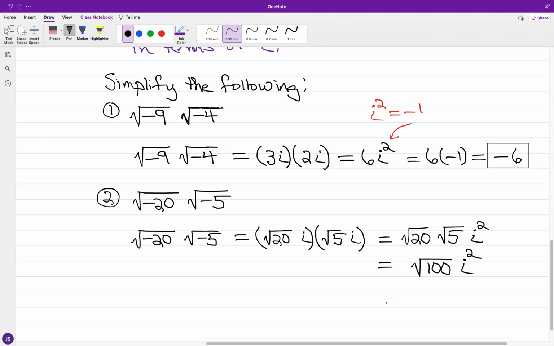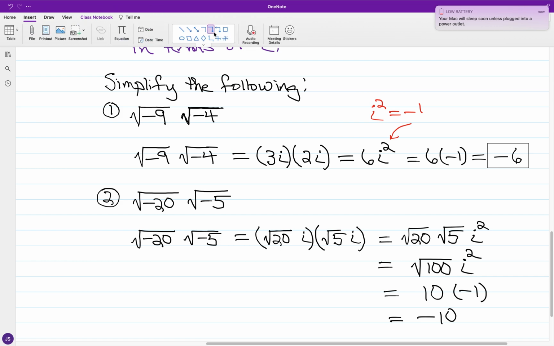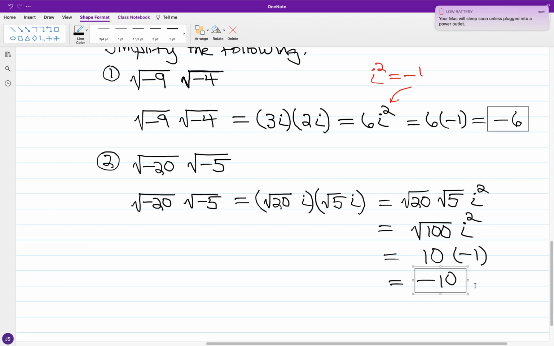And I can go ahead and write i squared is negative 1. So we have the square root of 100, and the square root of 100 is 10. I squared is negative 1. And for the final dismount, we have 10 times negative 1, which is going to be negative 10. So this is what we're going to have in this case.